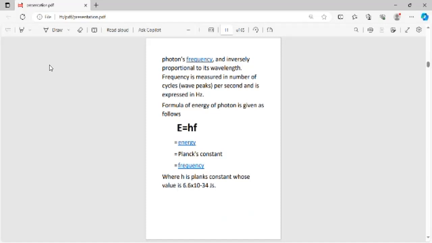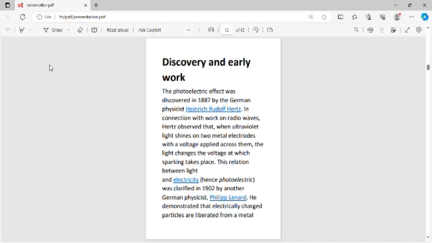The formula that Planck calculated for the energy of a photon is E equals h times f, the product of Planck's constant and its frequency, where h is Planck's constant. Now Planck's constant is the smallest constant and its value is 6.667 multiplied by 10 raised to the power minus 34 joule seconds.